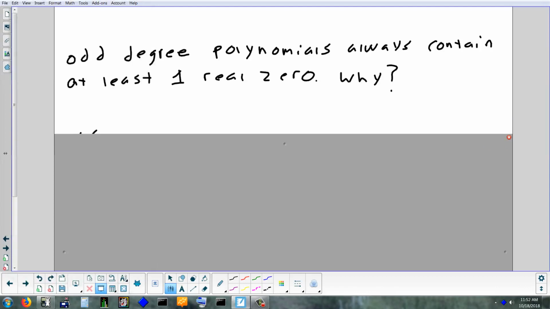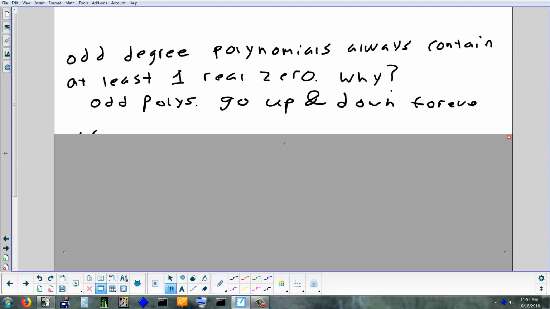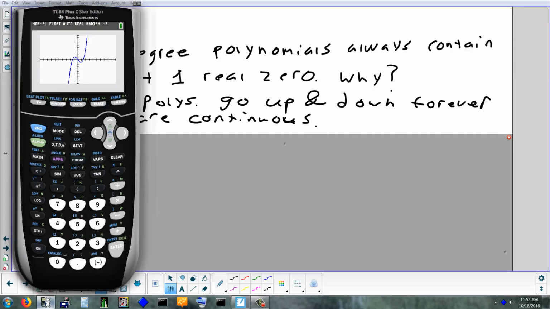So, odd polynomials go up and down forever and are connected, or we could say continuous. If you go up forever and you go down forever, and you never lift up your pencil doing it, you're going to go through the x-axis somewhere. That's why odd degree polynomials will always cross the x-axis at least once. This one crosses 3 times.